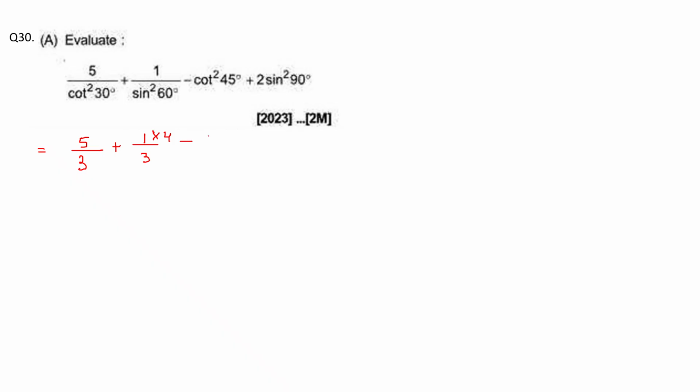Cot square 45 degree is 1 and sine square 90 degree is also 1. So 2 into 1 is 2. So 5 by 3 plus 4 by 3 plus 1. So 5 plus 4, 9 by 3 plus 1. 9 by 3 is 3 plus 1. So the answer will be 4.